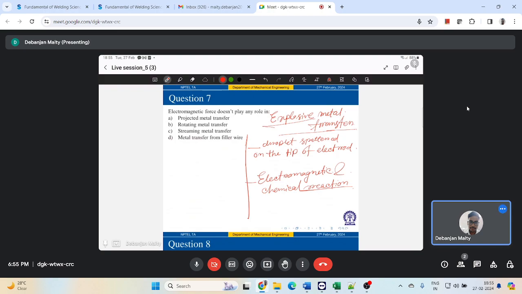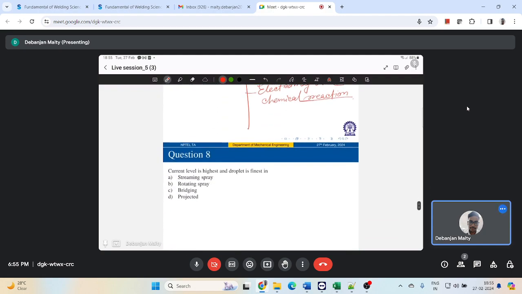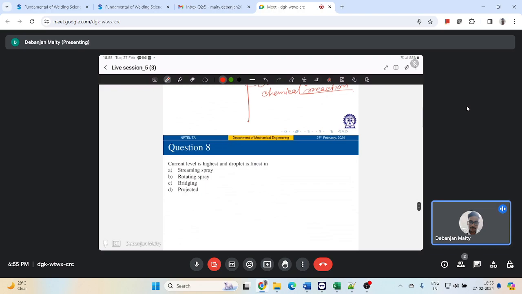So these are all free flight metal transfer, right? So how will we characterize those free flight metal transfers? Or what is happening in terms of voltage drop or current characteristics over there? That we should understand.